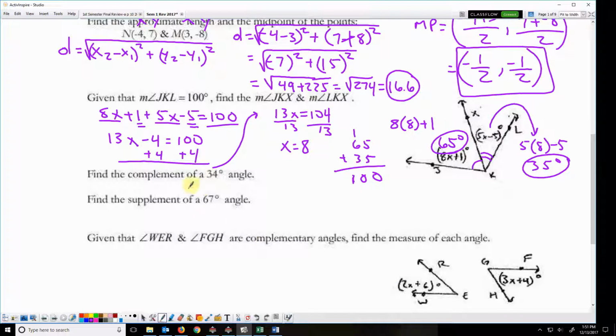To find the complement of an angle, complements add up to 90, so 90 minus 34 is 56 degrees. Supplements add up to 180, so 180 minus 67 is 113 degrees.